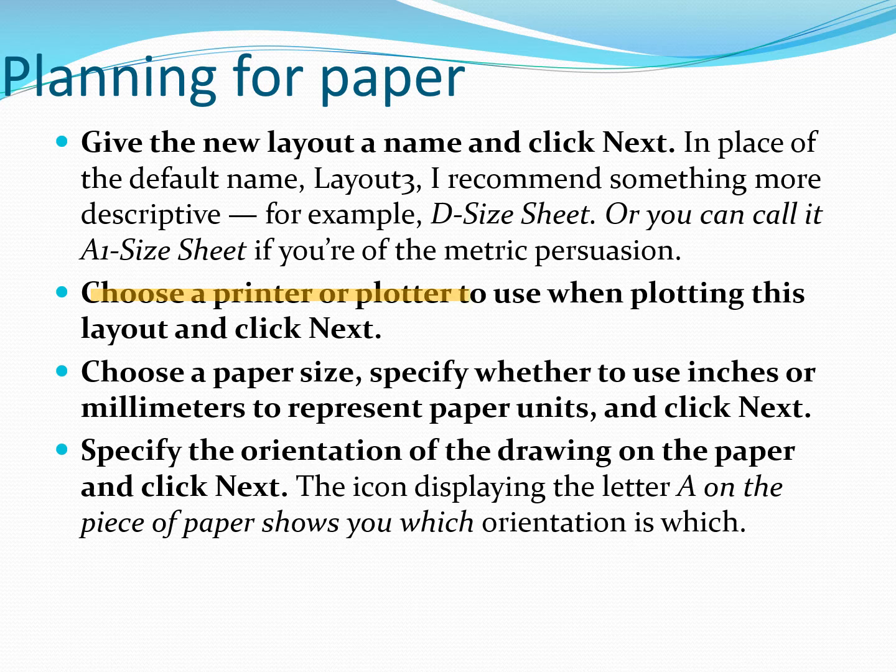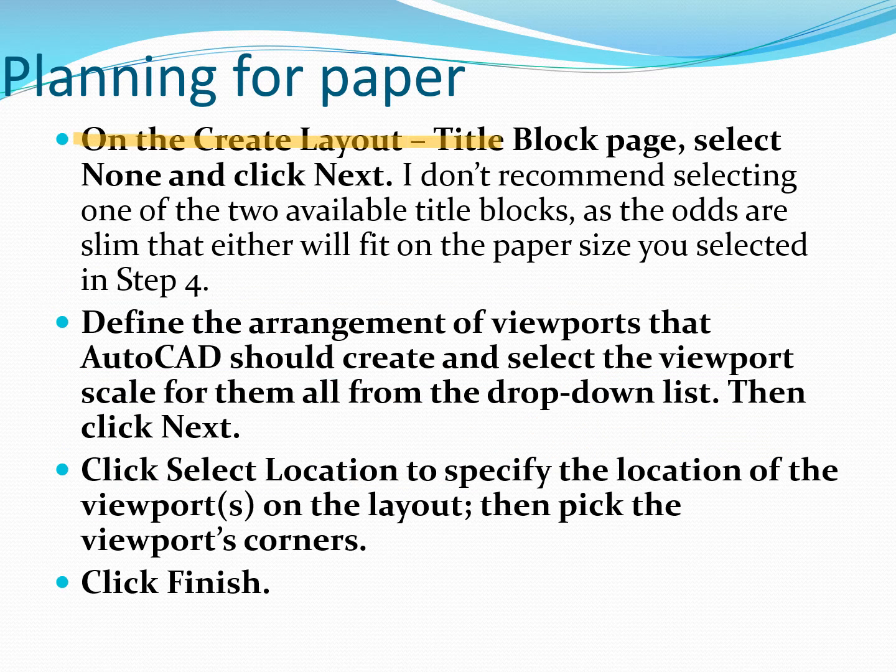Choose the printer or plotter used when you plot this layout and click next. And then choose the paper size, specifying whether you use inches or millimeters to represent paper units, and click next. Then specify the orientation of the drawing and click next. The icon displaying the letter A on a piece of paper shows you which orientation is which. On the create layout title block page, select none and click next. I don't recommend selecting one of the title blocks available, as they are all slim and either will fit on the paper size you selected in step 4.